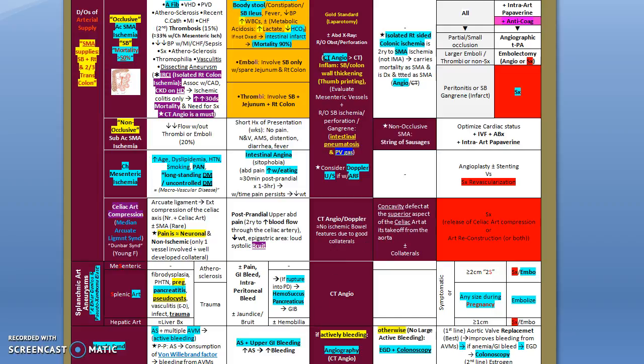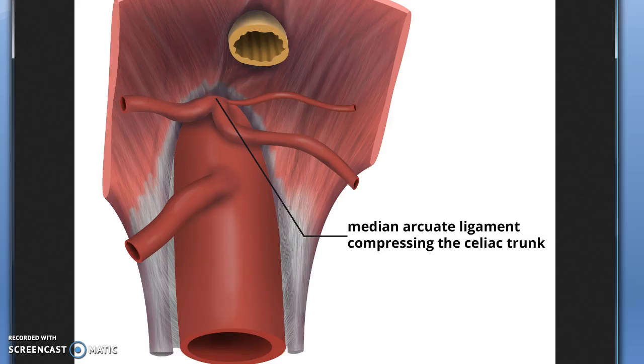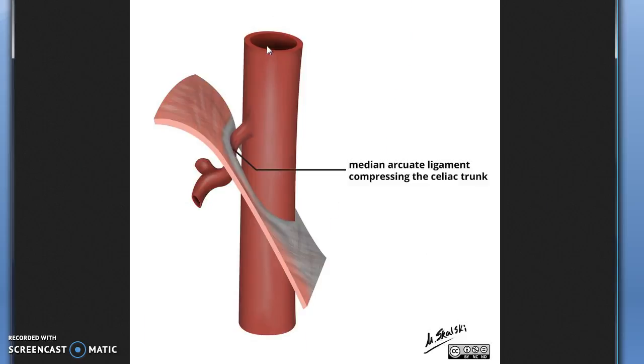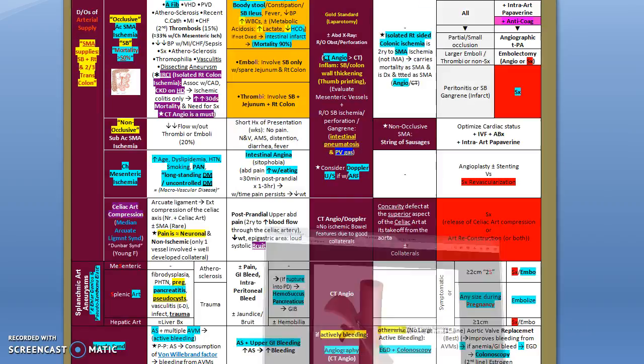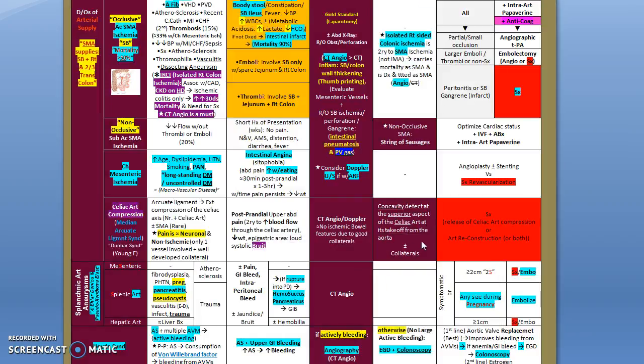Again, here is a look at the image. Here is from the lateral view. This is the median arcuate ligament, and it's impinging on the celiac trunk while it takes off from the aorta. The management is usually surgical to release the celiac arterial compression or arterial reconstruction.